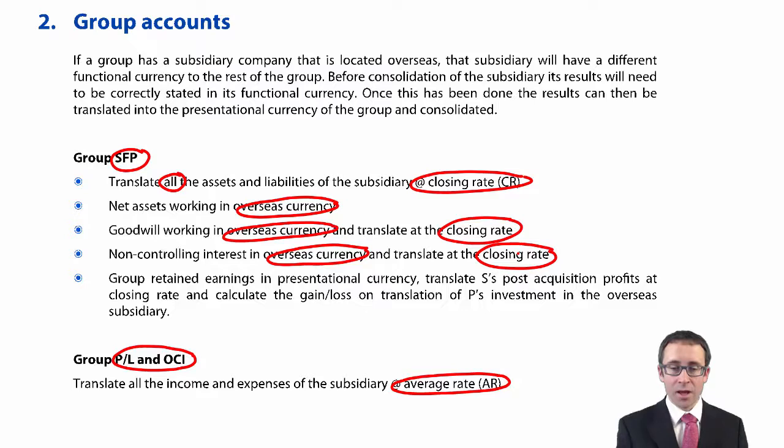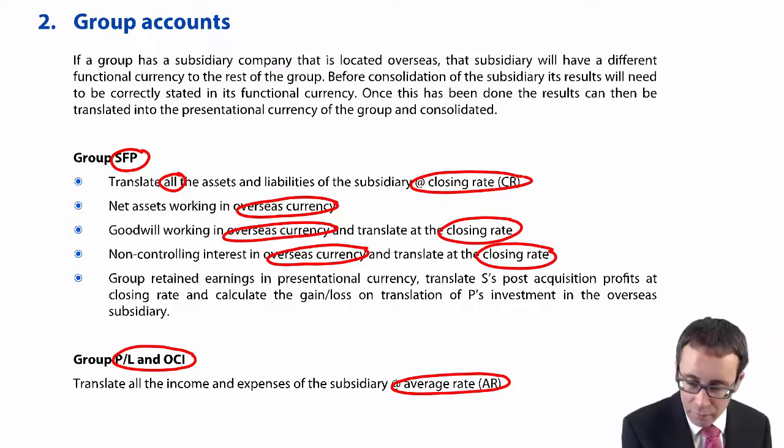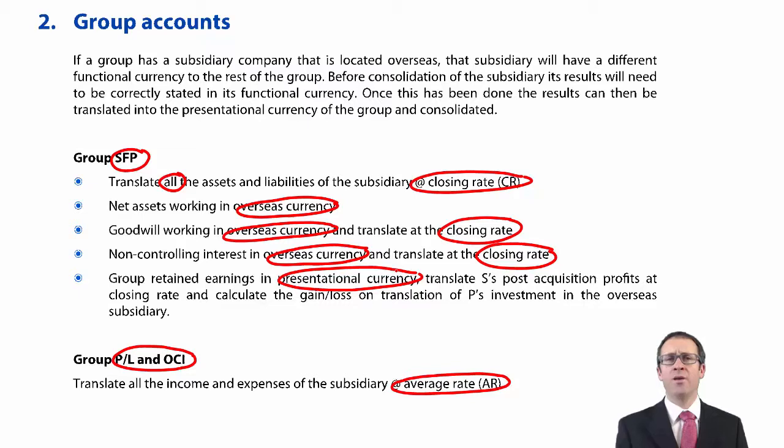Okay. Last one, just a little bit of an aside, really, but still important: the group retained earnings. Be careful with the group retained earnings, because that's looking at what the parent owns, isn't it? And the parent owns 100% of its retained earnings. So we're going to work the group retained earnings in the presentation currency of the group.